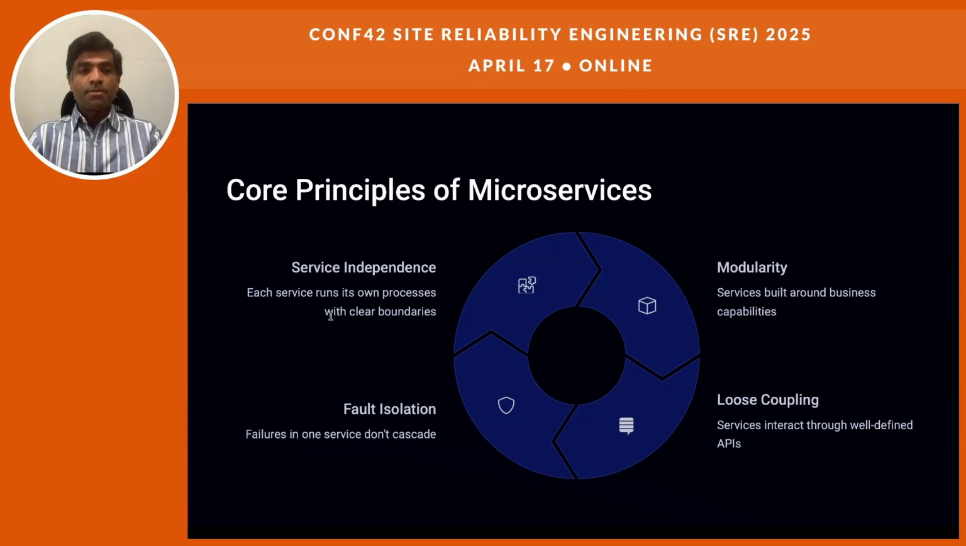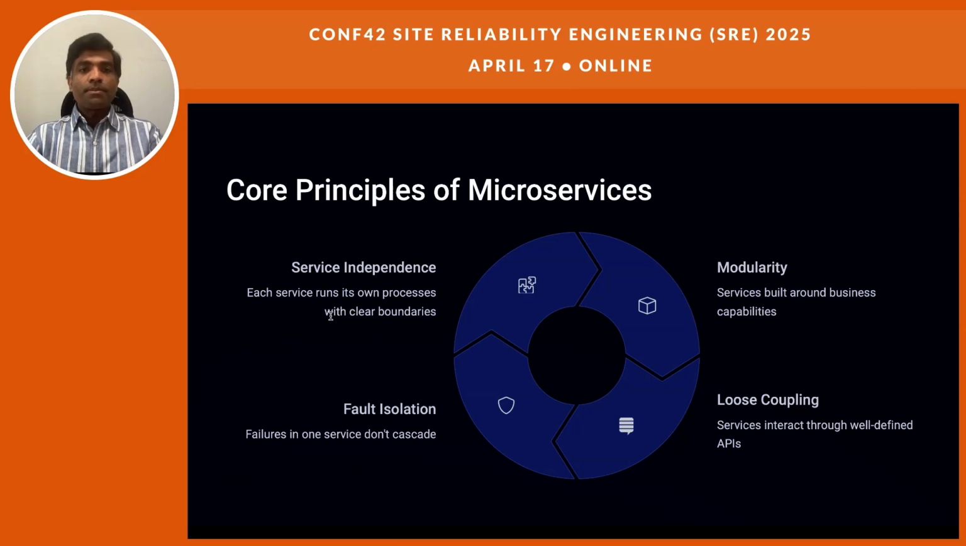Another core principle is the concept of loose coupling, where microservices communicate with each other through well-defined APIs, avoiding tight interdependencies, which makes it easier to replace or upgrade individual services without having to make widespread changes across your system. Loose coupling also allows teams to use different technologies or languages for different services, offering flexibility in choosing the right tools for the job.